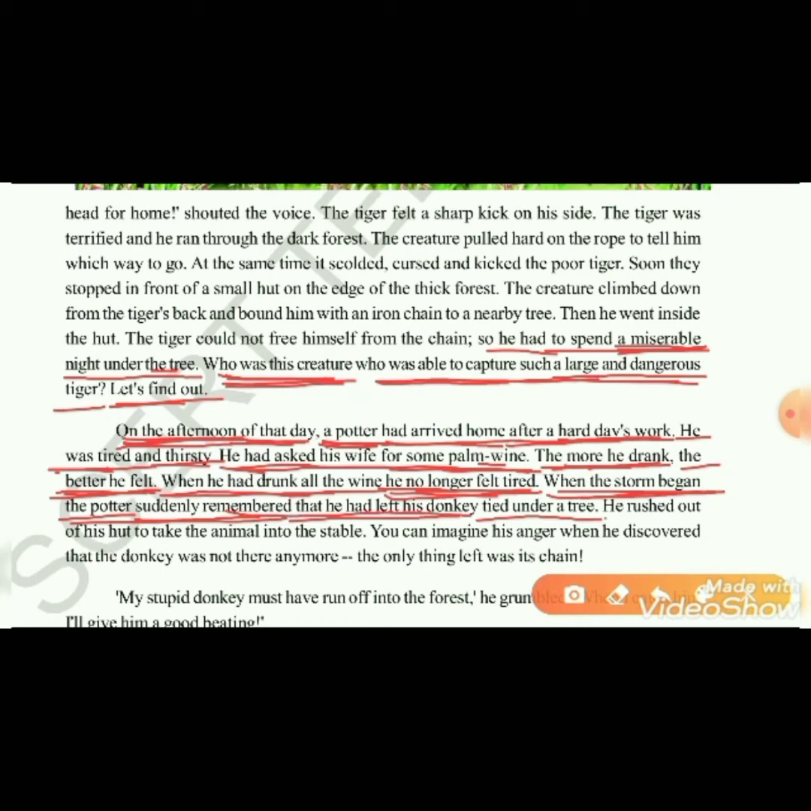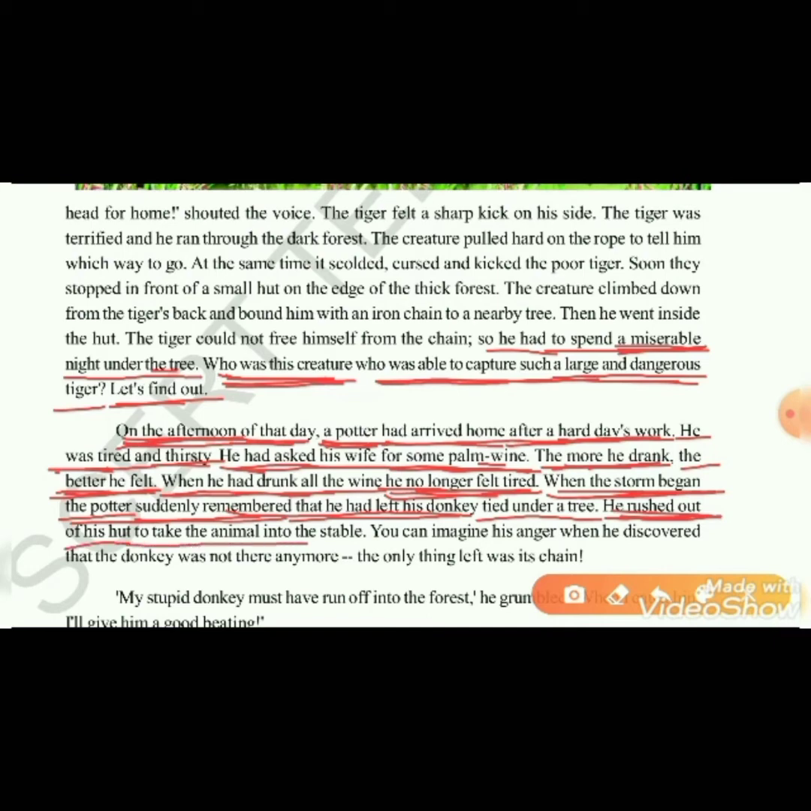But actually, what did he tie? Did he tie a donkey? No, he tied something else. What was that? He tied a large, big, ferocious, dangerous tiger to a tree. And he felt, oh my God, I tied my donkey to a tree in the midnight. I must go and save it. I must go and bring it because it is going to rain.